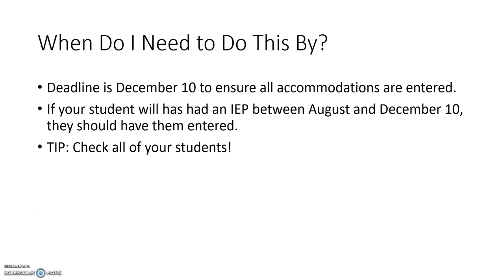The deadline to complete this is December 10th, to ensure all the accommodations are entered into the system. If you have a student who has an IEP between August and December 10th, they should already be entered. Now again, that IEP will have already had to have discussed statewide accommodations. If that IEP did not discuss statewide accommodations, you'll need to make sure that you still enter them.